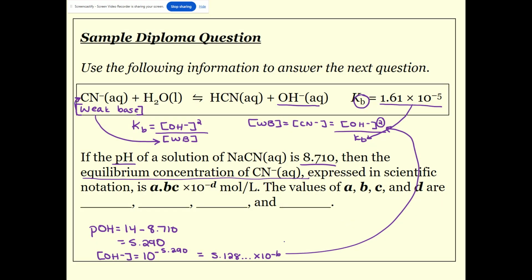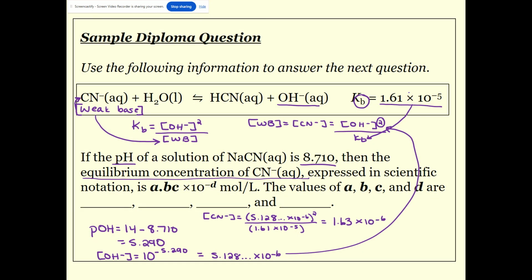Okay, so if I were to write this out, my cyanide ion, which is my weak base, is the hydroxide ion unrounded times 10 to the negative 6 squared divided by my Kb, which is 1.61 times 10 to the negative 5. Okay, I'm using that unrounded answer though. I'm squaring it and then dividing by 1.61 times 10 to the negative 5 in brackets. You should get an answer of 1.63 times 10 to the negative 6.